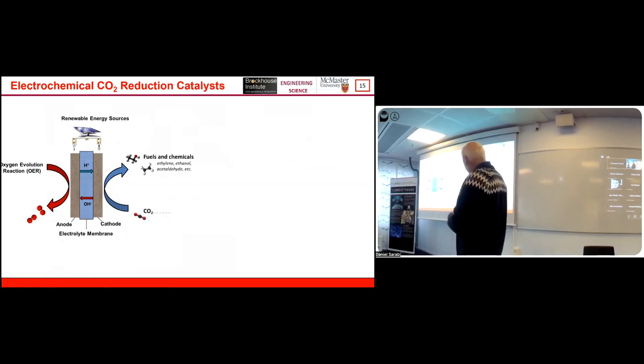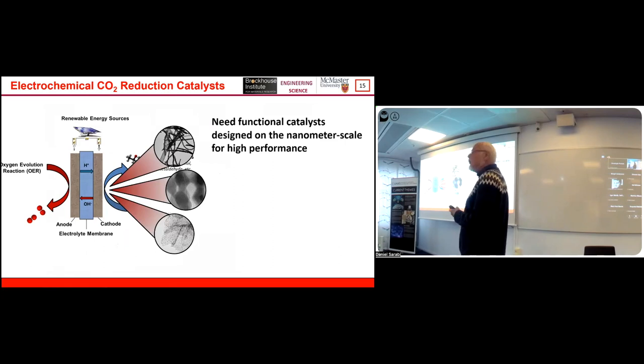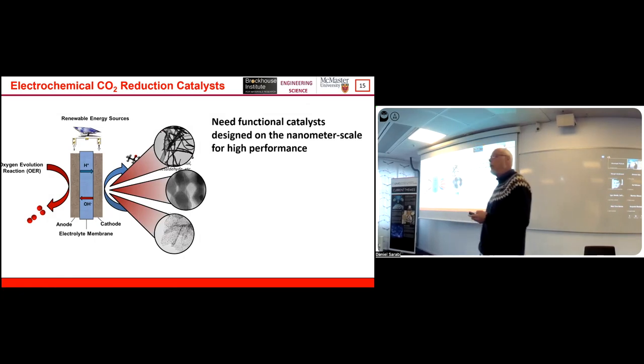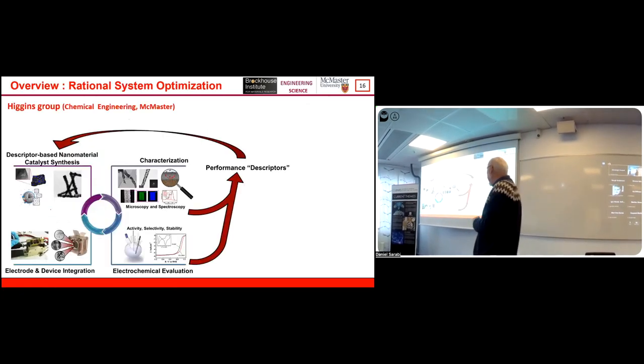So how are we going to improve this? We need to optimize catalysts. So we need to be able to understand what's happening when the catalytic reactions are happening. And that's why the push is for in-situ.